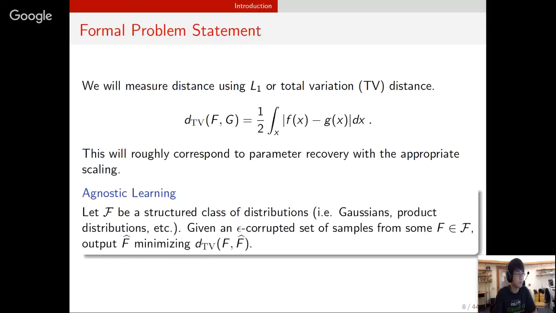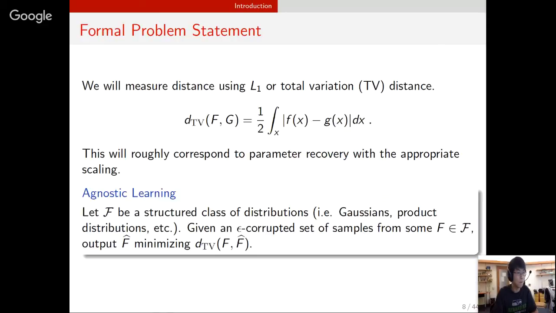Okay. And now I can formally state the problem. Problem, agnostic learning, is the following. We let script f be a structured class of distributions, say Gaussians or product distributions or whatever. Then we are given an epsilon corrupted set of samples from some unknown f in this class script f. And our goal is to output f hat, minimizing the TV distance between the true distribution and what we recover. Okay, so hopefully this model makes sense so far. If there are any questions, please.